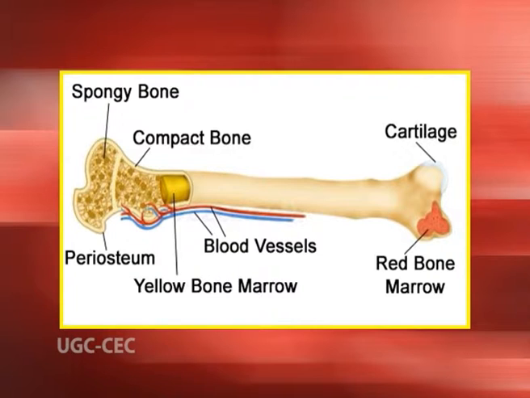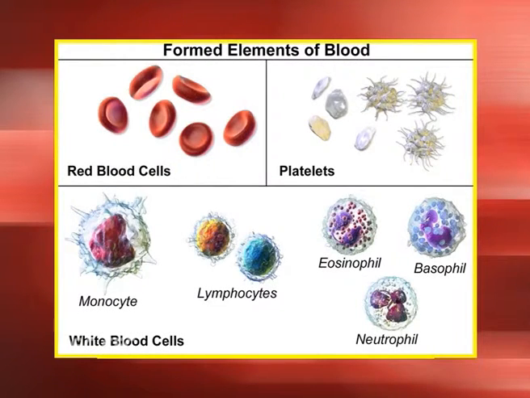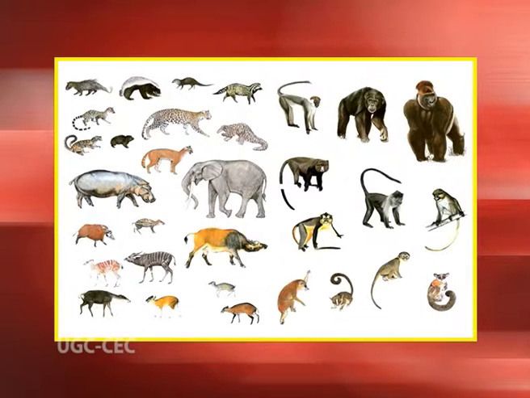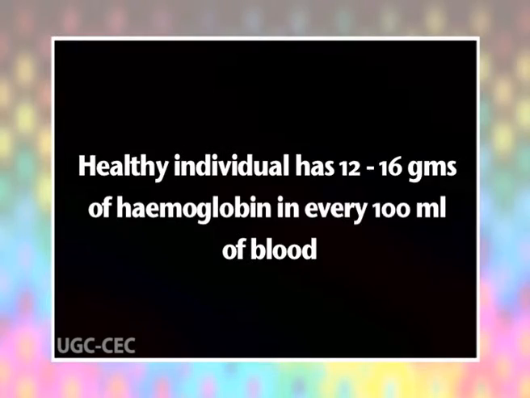RBCs are formed in the red bone marrow in the adults. RBCs are devoid of nucleus in most of the mammals and are biconcave in shape. They have a red-colored iron-containing complex protein called hemoglobin, hence the color and name of these cells. A healthy individual has 12 to 16 grams of hemoglobin in every 100 ml of blood. These molecules play a significant role in the transport of respiratory gases.